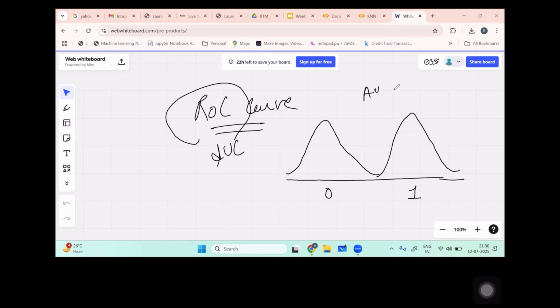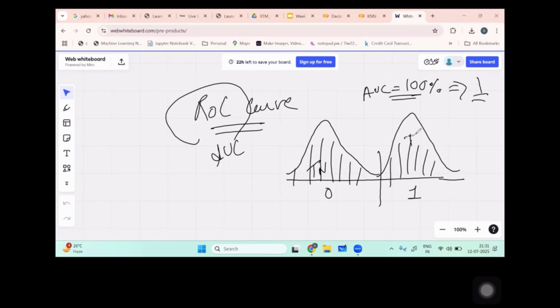When area under curve is almost giving you the value of 100%, it means that if this value is 1, the AUC value is going to be 1, right? It means that when you are distributing all the observations, there is no overlap between the 0 and 1 cases. So all these cases under the curve are true negative cases, and all these cases are true positive cases. Whereas if it's 50%, you can have such kind of overlaps.